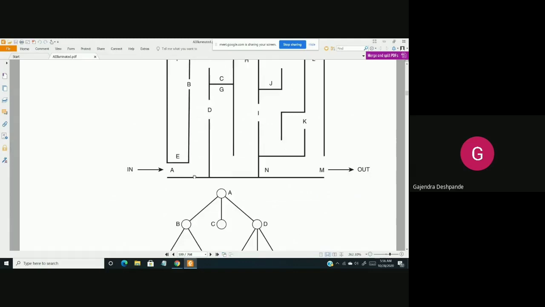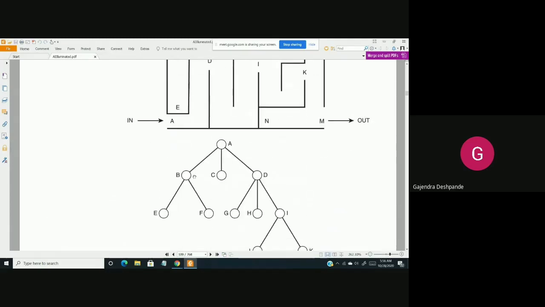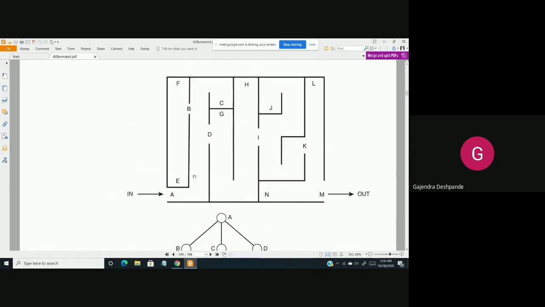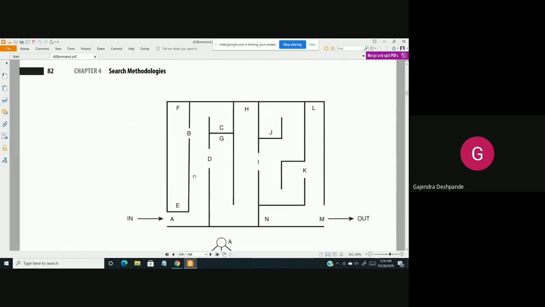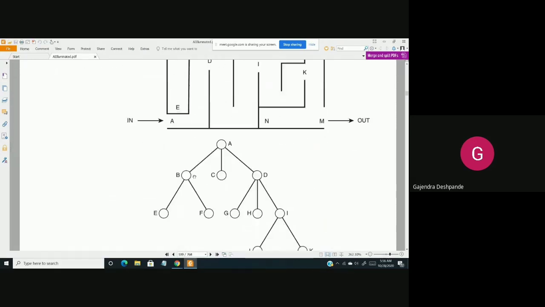Now note here that from C there is no path, so I cannot go further. So it stops there. Whereas if I visit B, then there are two choices, E and F. So again in chronological order, add E and F as children to node B.